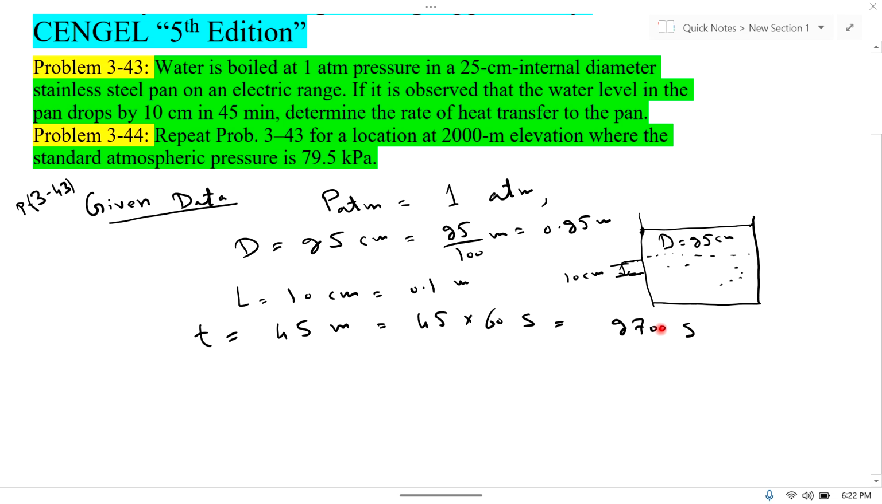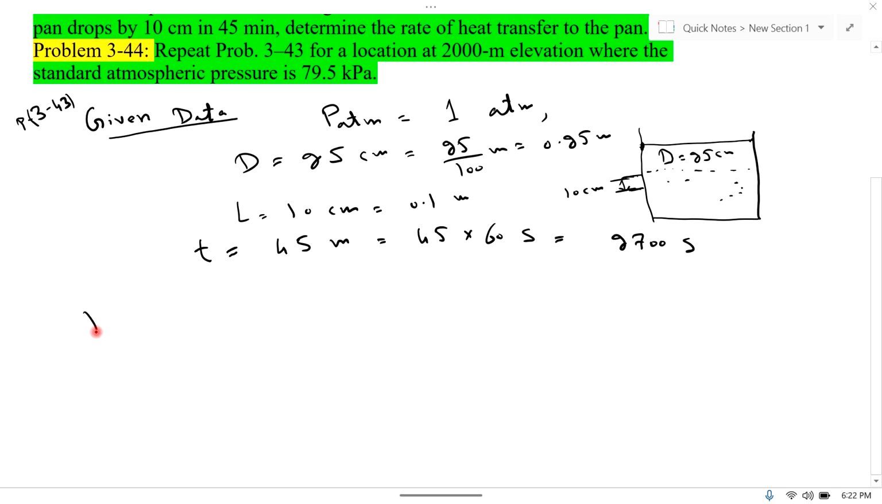Determine the rate of heat transfer to the pan. Required is to find Q dot, the rate of heat transfer.